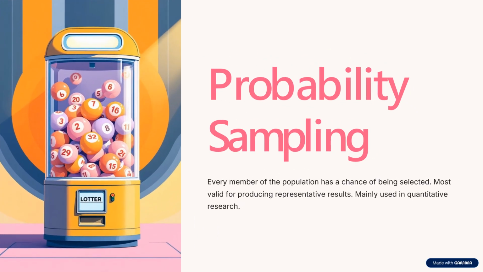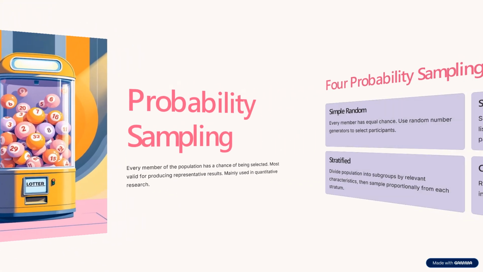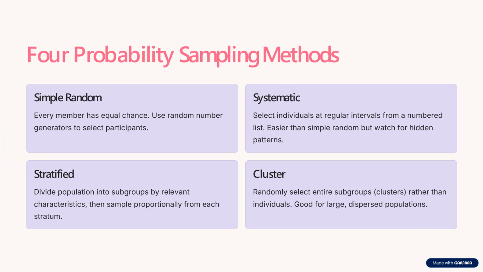Probability sampling means that every member of the population has a chance of being selected. It is mainly used in quantitative research. If you want to produce results that are representative of the whole population, probability sampling techniques are the most valid choice. There are four main types of probability sample. They are simple random sample, systematic sample, stratified sample, and cluster sample.